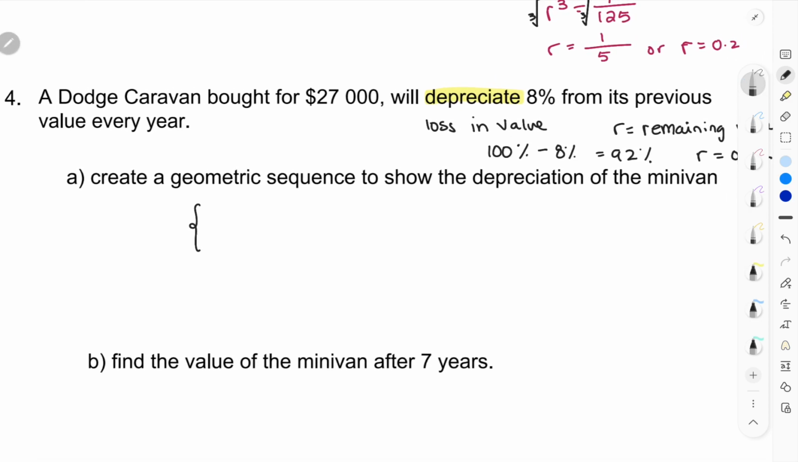So if I had a sequence, I would write it something like this. It starts at $27,000. I find the next term by saying, okay, next year, I take $27,000 and I say, what's 92% of that? I lose 8%, so I'm left with 92%. And so next year it's worth $24,840. I'm going to find one more term. I'm going to multiply this by 0.92 yet again. I'm going to find $22,852.80. You should show at least 3 terms in a sequence just so that pattern is clearly recognizable.